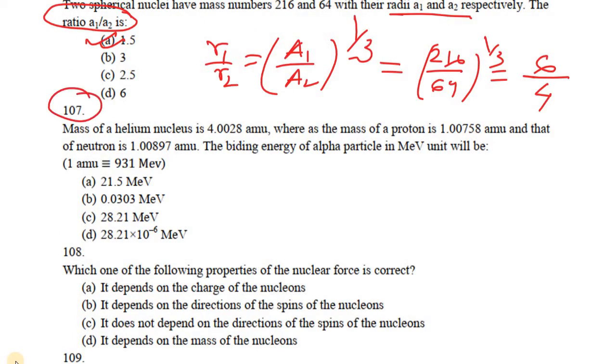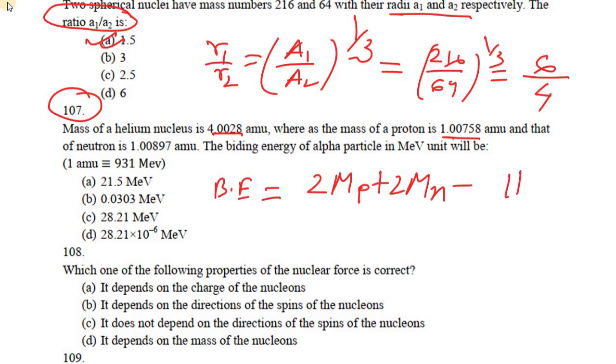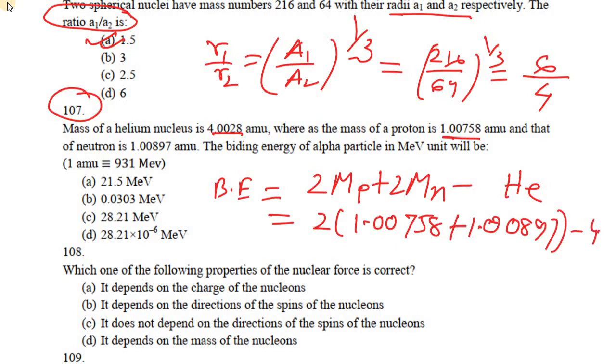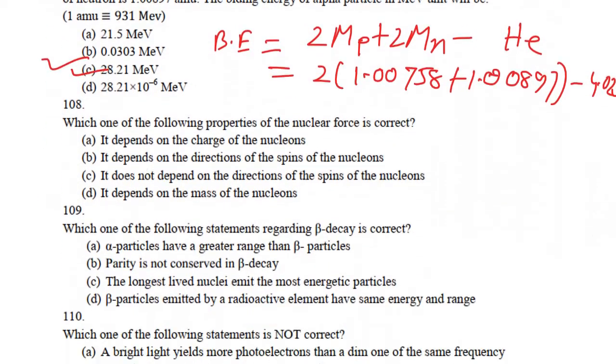Next is 107. The mass of helium is given, where the mass of a proton and the mass of a neutron are also given. The binding energy in eV is 2 into mass of proton plus 2 into mass of neutron minus the mass of helium. So here, 2 into 1.00758 plus 1 point, minus 4.028, and if you do that, C will be the answer.